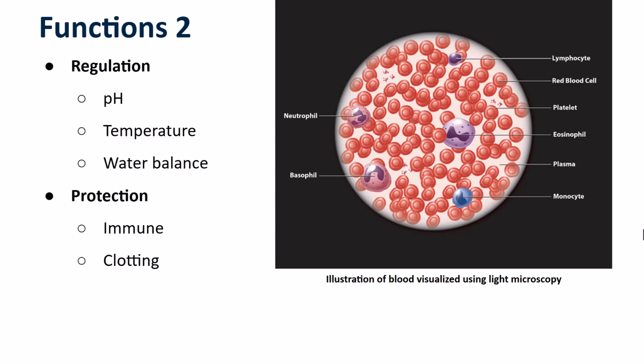Finally, the blood is an important worker for protection of the body. So it is a part-time host to the immune system, the lymphatic system being the other host to it. And it is also important in self-preservation through the processes of clotting or coagulation. So transportation, regulation, and protection are the major buckets of functions of the blood for us.